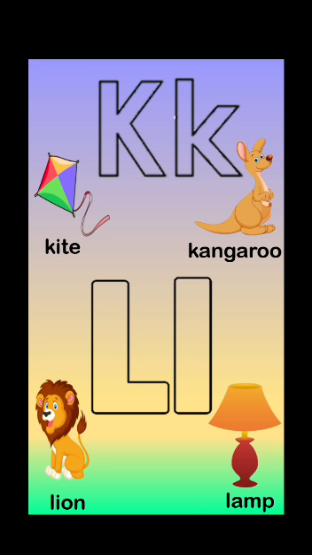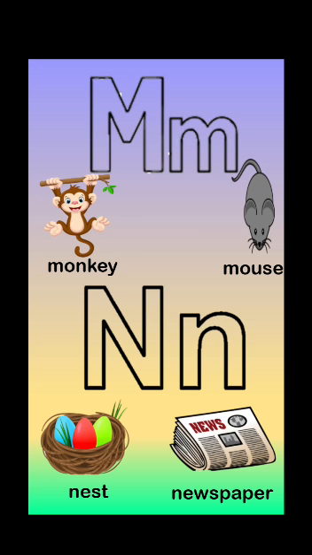Now the next letter is letter L. And the sound of letter L is L. L for lion. L for lamb. The next letter is letter M. And the sound of letter M is M. M for monkey. M for mouse.